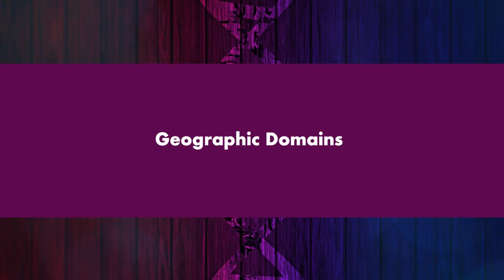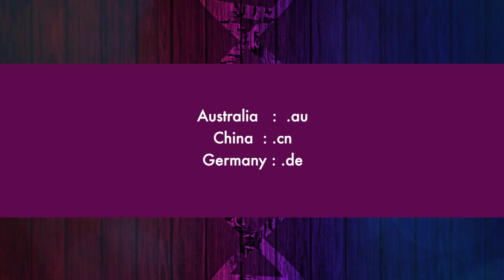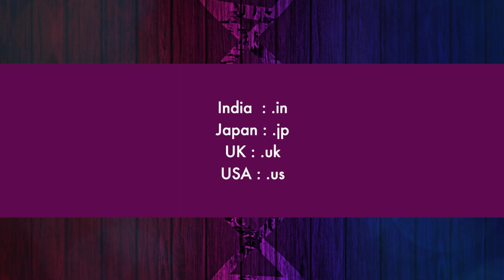Now there are geographic domains also. Here Australian organizations are suffixed with .au, Chinese organizations with .cn, German organizations with .de, Japanese organizations with .jp, Indian organizations with .in, UK organizations with .uk, and USA organizations with .us. Similarly, many countries are having their own geographic domains on the internet addresses.